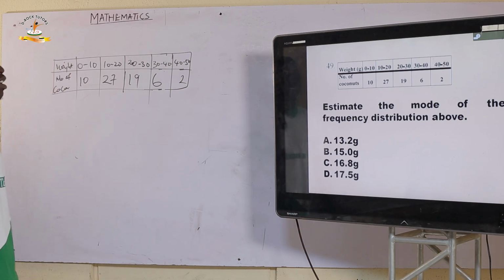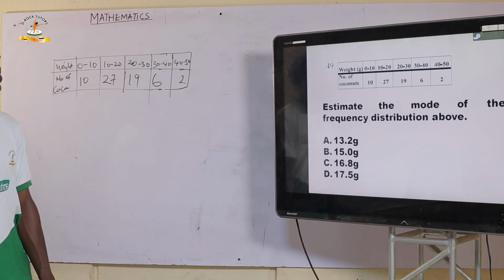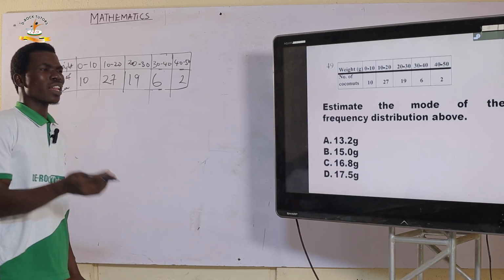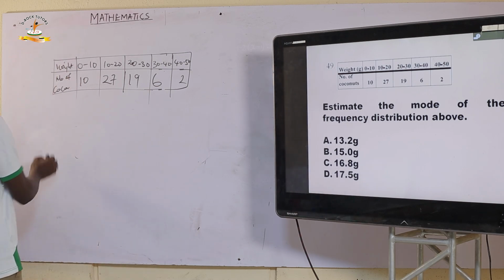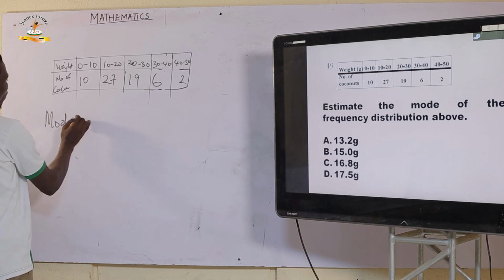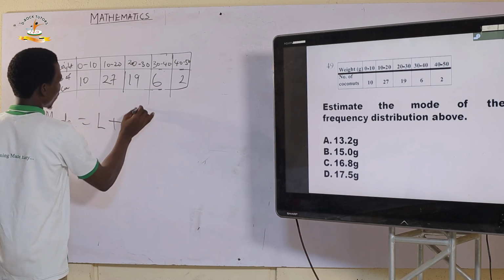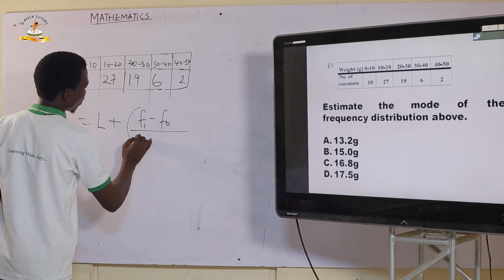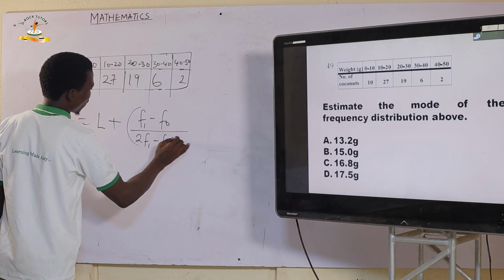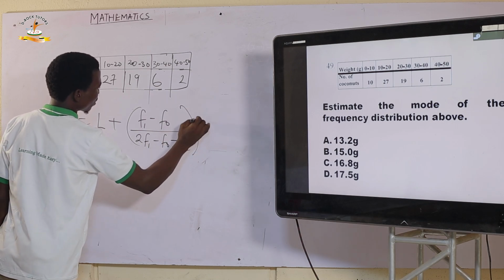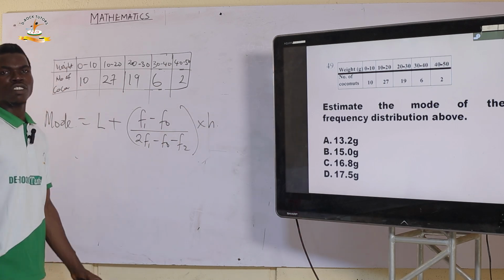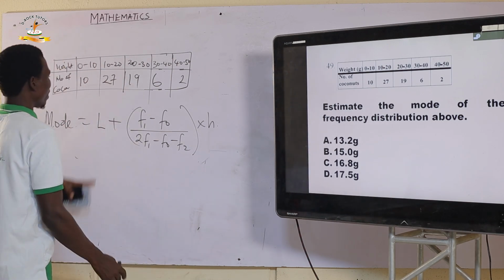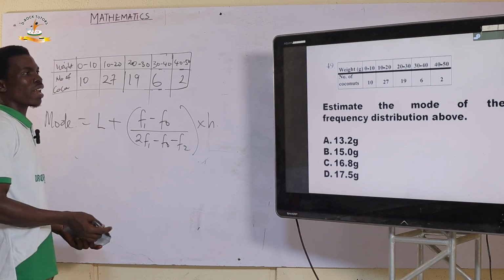The question says find the mode of the frequency distribution. Mode, this is a kind of what? Grouped data. The data are what? Are grouped. And to find the mode of a group data, we use this formula. Mode equals to L plus, open a bracket, F1 minus F0 all over 2F1 minus F0 minus F2, then times H, where H is your class width. Let's say the symbols one after the other. L here is the lower class boundary of the modal group.